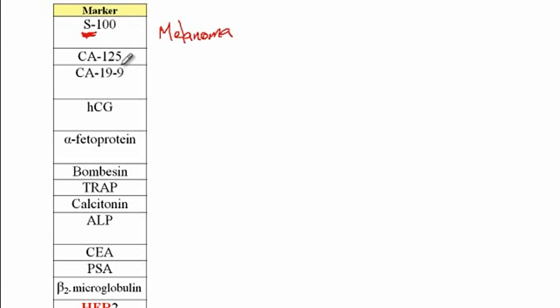How about CA125? So remember the memory aid 0125. So ovarian cancer is associated with CA125. How about CA199? So 9 is a mirror image of what alphabetic letter? P. So pancreatic cancer can be tracked by CA199. How about HCG? So every one of these letters meant something. So H stands for the hydatidiform mole, C for choriocarcinoma, and G for germ cell tumor.